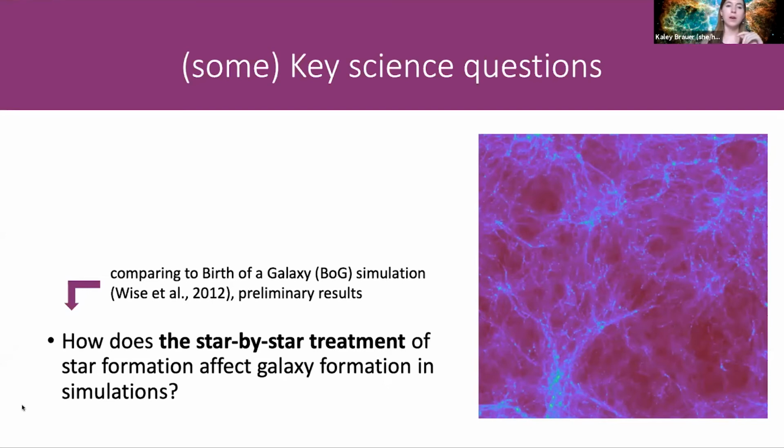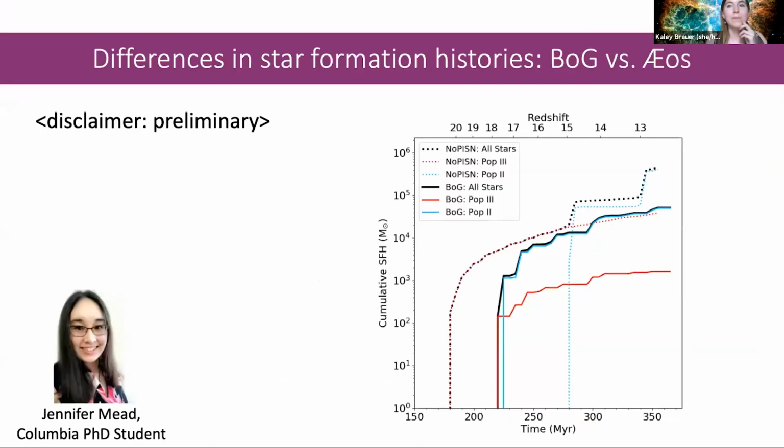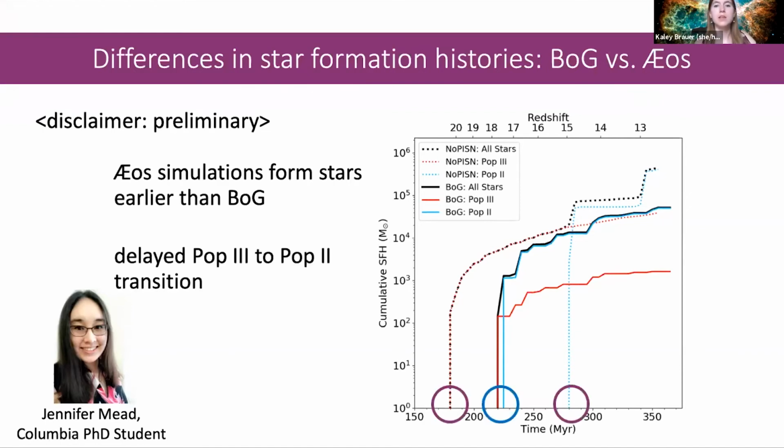And so along this vein, actually, we have very preliminary results. So definitely take this with a grain of salt, but I think it's actually from yesterday. Jennifer Mead, who is a first-year Columbia PhD student, has already started comparing the Birth of a Galaxy to the Aeos simulations. And right off the bat, so I guess I'll say quickly, this is just the cumulative star formation history of the simulations so far. So Aeos is still running, but we're already seeing some differences.